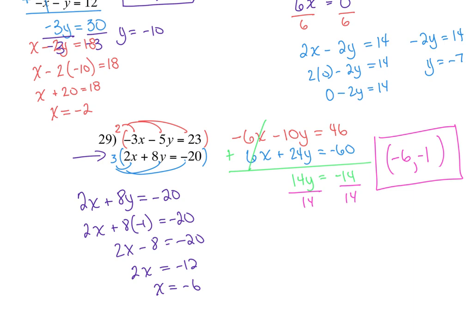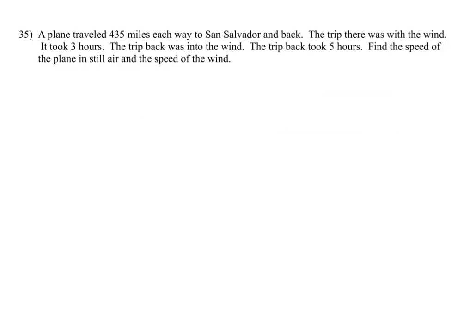These are the three possibilities for elimination. You could just be ready to add. You might need to multiply one equation. You might need to multiply both equations. The first type of word problem will be either a plane or a boat.